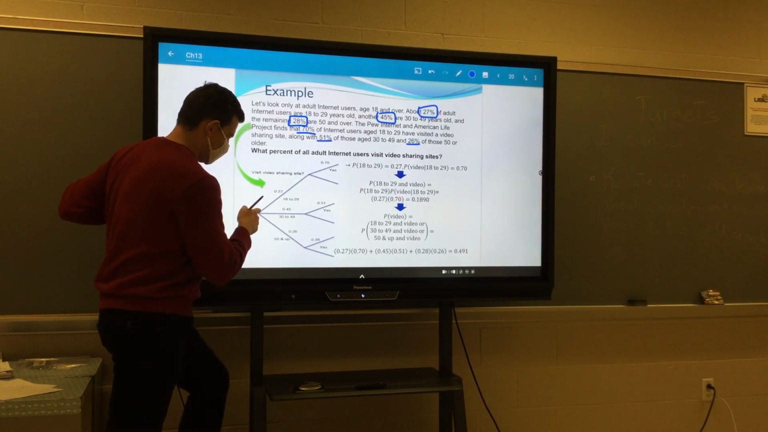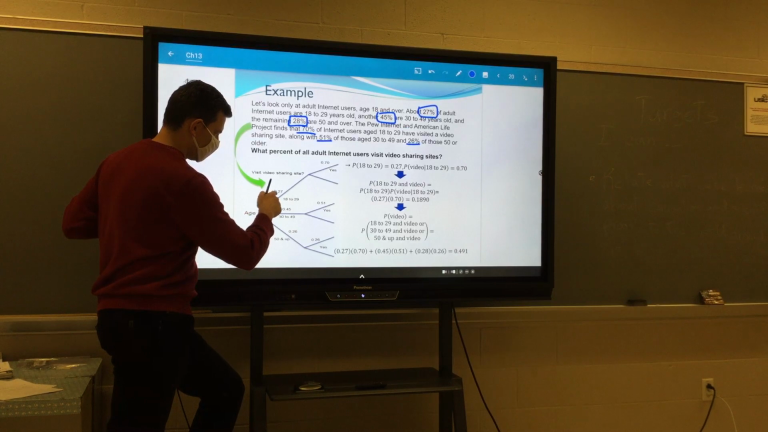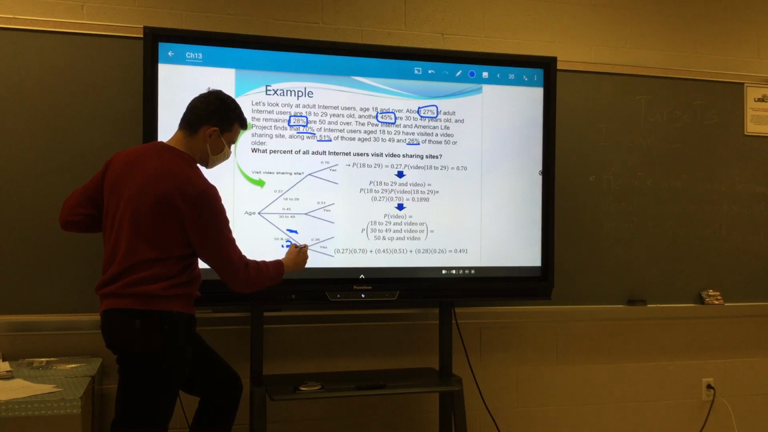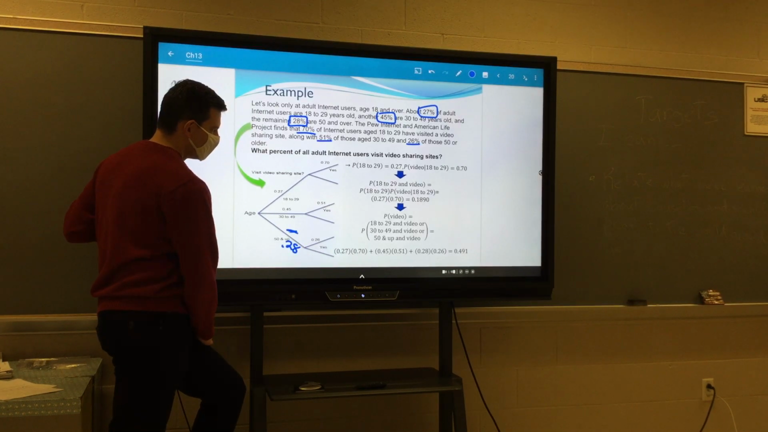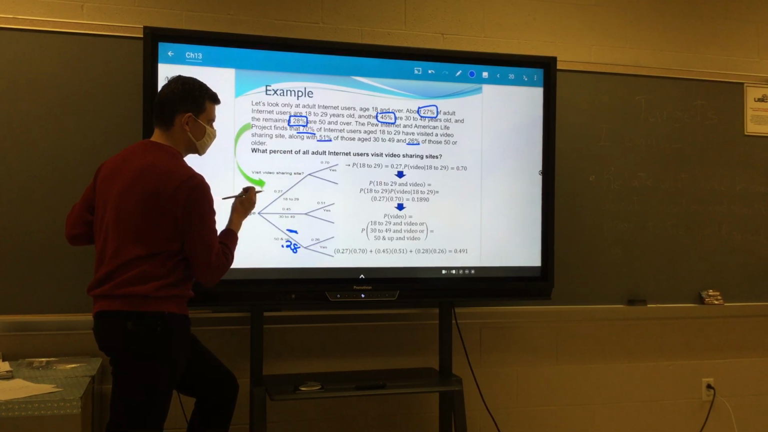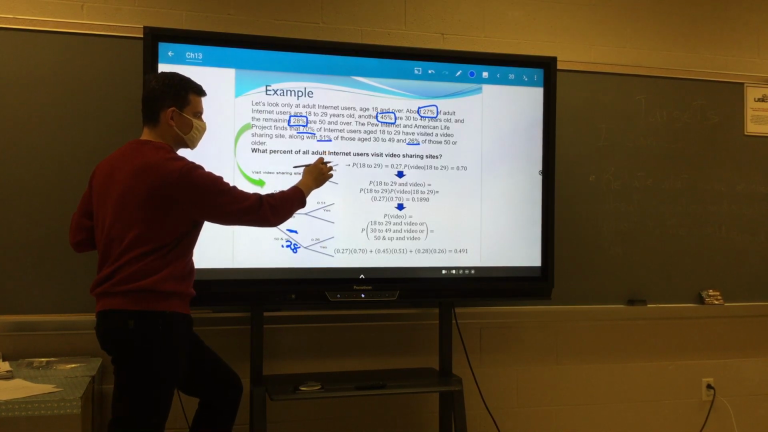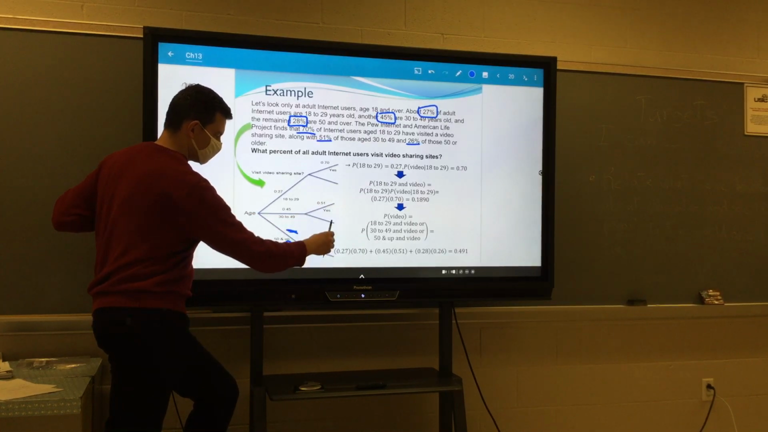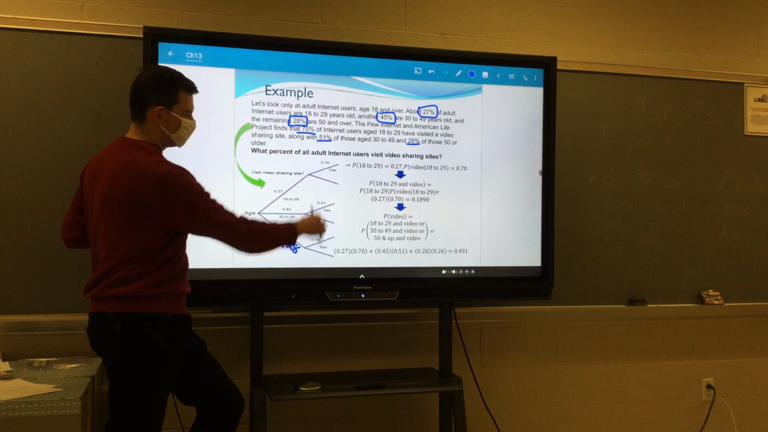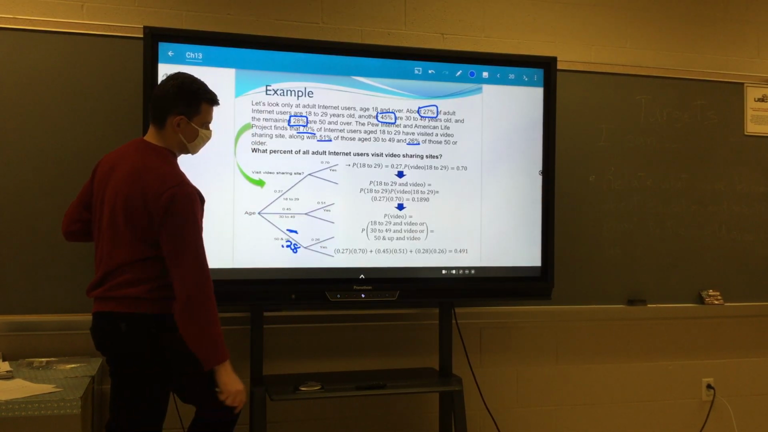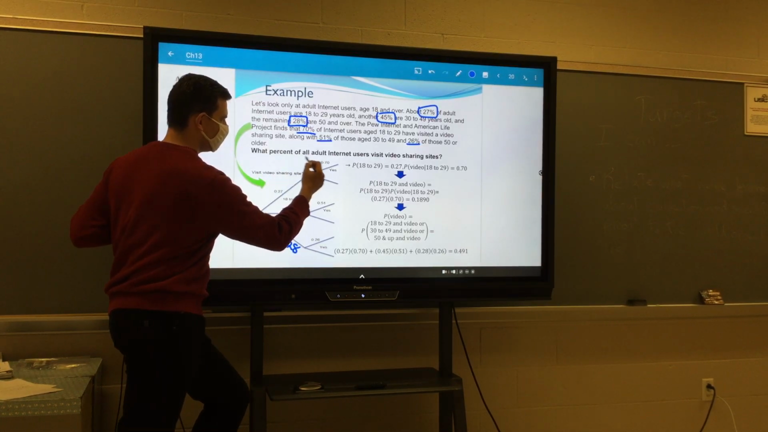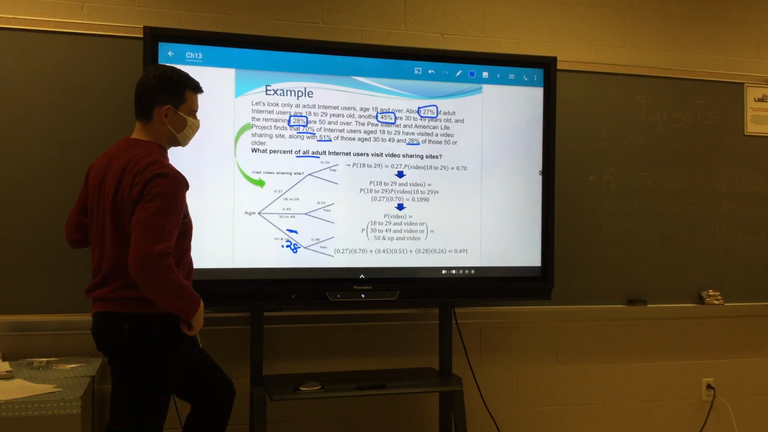We first split them by age: young, middle, old. 27%, 45%, typo right here, this is 28%, not 26. Secondly, we have these conditional percentages: if you're in that youngest group, 70% of them have used the video sharing site, middle age group 51% yes, last age group 26% yes. We could put the no's there if they were relevant to this question. But the question that we're interested in: what percent of all adult internet users visit video sharing sites?